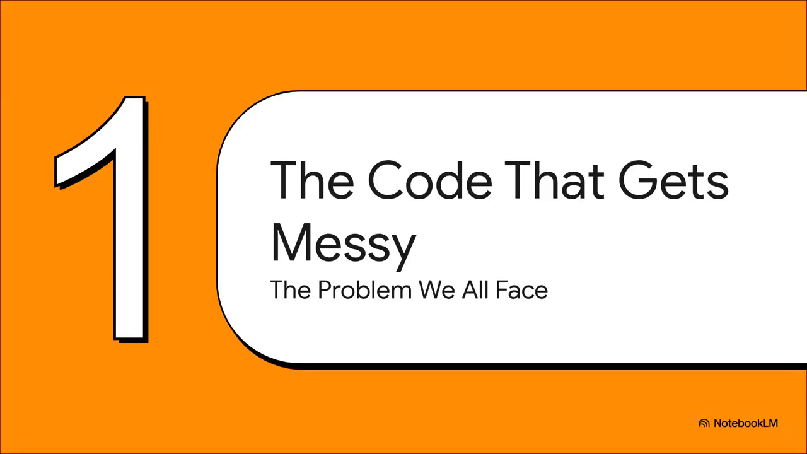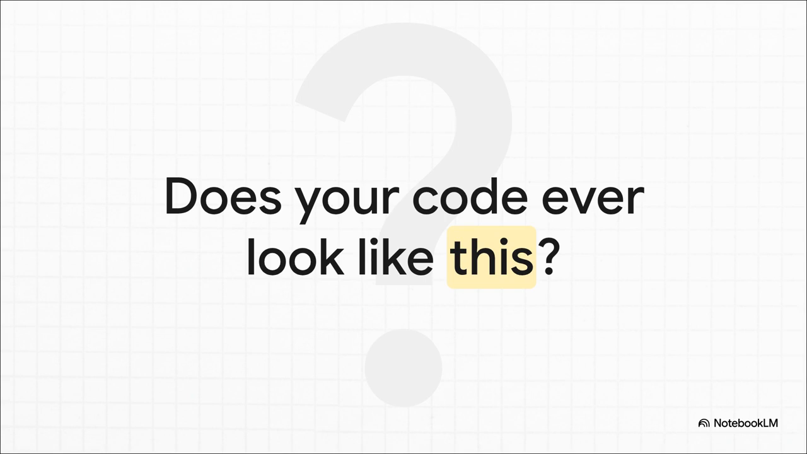First things first, let's talk about that code. You know the kind. The stuff that gives us all a major headache. It always starts out so innocent, right? But then before you know it, it's a complete nightmare to maintain. I mean, does your code ever end up looking something like this? As your app gets bigger, you just keep adding more and more conditional logic. And what started as a simple if statement suddenly spirals completely out of control.